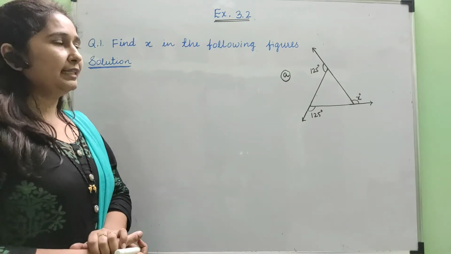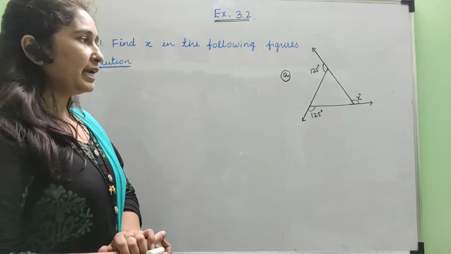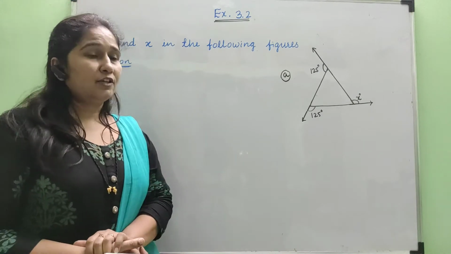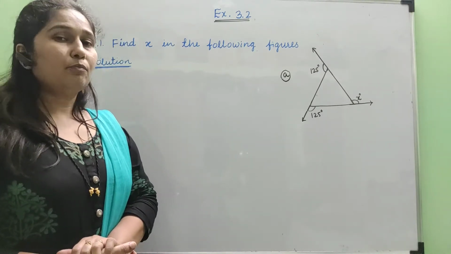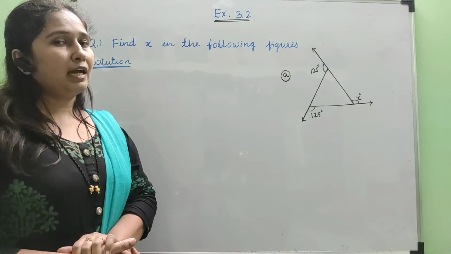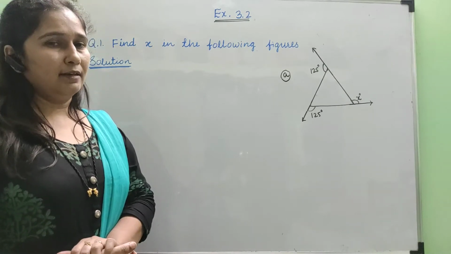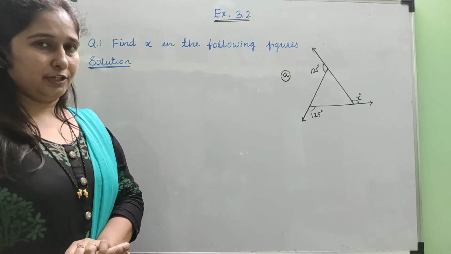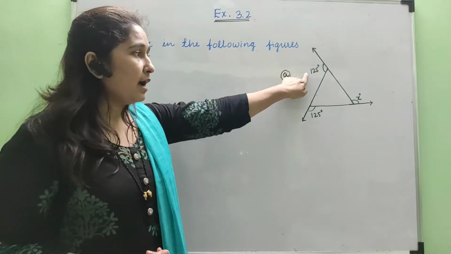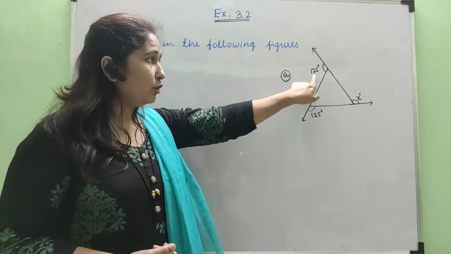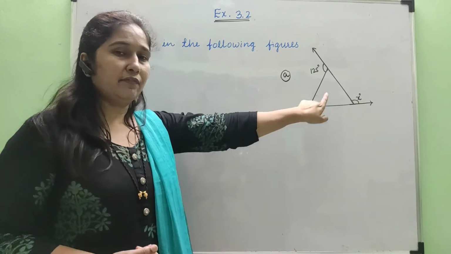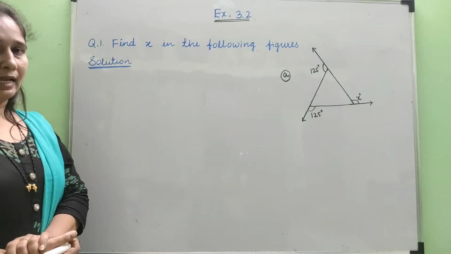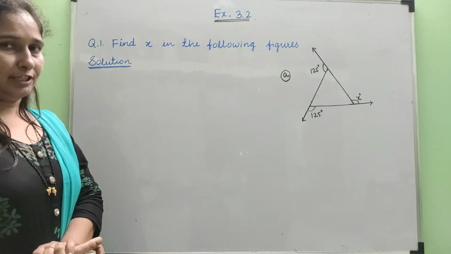In the first figure they have given one triangle and exterior angles of this triangle. We know that triangle is a polygon and we have learned the property of the polygon that sum of the exterior angles of a polygon is 360 degree. So here are the exterior angles of this polygon, 125 degree, 125 degree and x degree. When you add all those angles, it should be 360 degree.